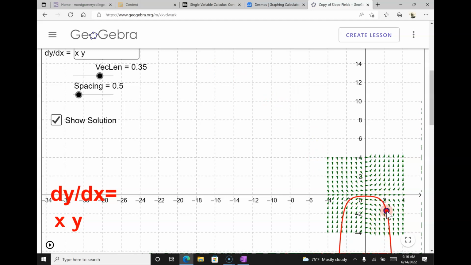As I move this point around, you can see my other possible solutions in that slope field, right? Kind of looks like what shape do you? Yeah, it kind of looks like a parabola. Let's see what happens when we actually solve it.